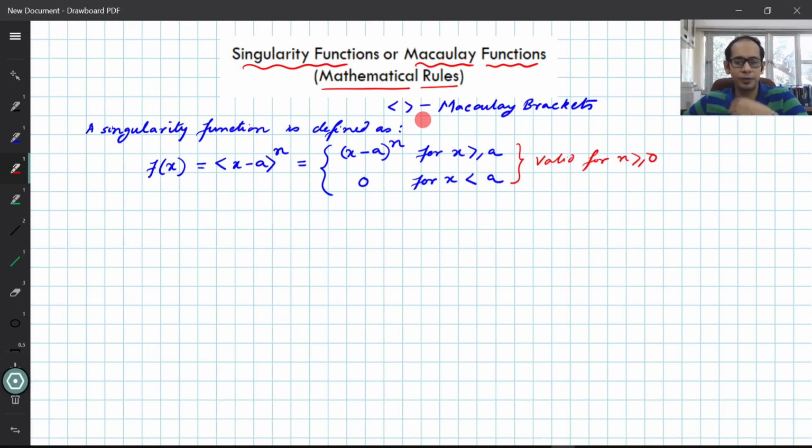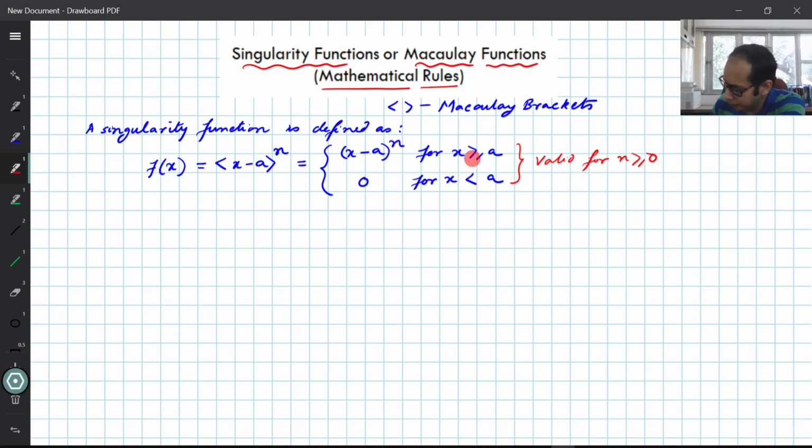Now that we have the function defined, let's take a look at a couple of examples of how this function typically looks. The easiest way to understand this function is that as long as your x is less than a, you have a 0, and immediately when x becomes equal to or greater than a, the function gets activated. When x is less than a, it is a negligible, 0 quantity, and immediately when you hit a and beyond, this function gets triggered. So let's look at a couple of examples.